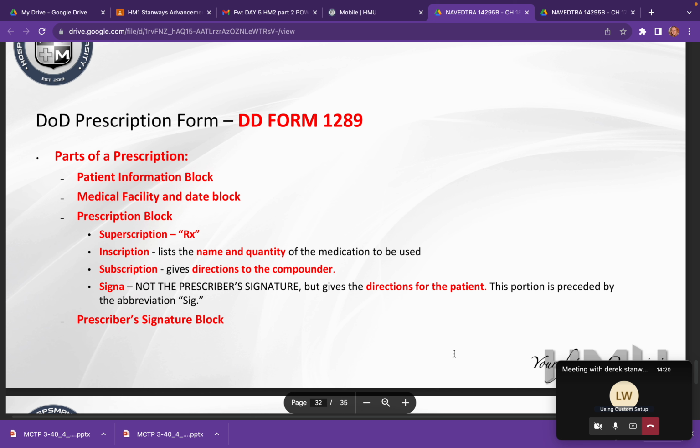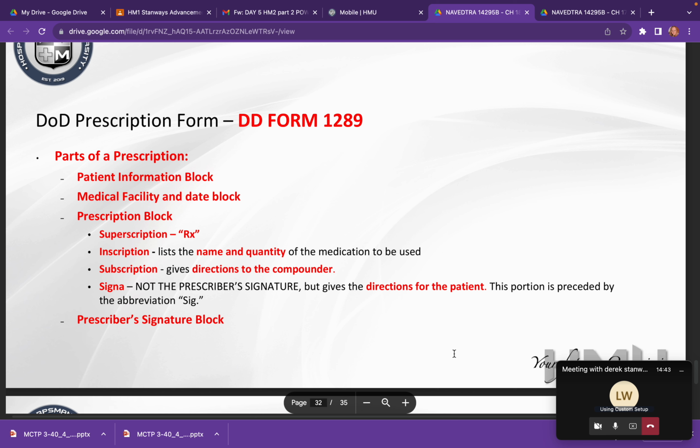The patient information has to be filled out. I can't fill anything without having your name on it. It's not going to happen. The date and the medical treatment facility have to be there as well, because certain prescriptions are only good for a certain amount of time. You need to be very careful when it comes to that. If it's more than 6 months, there are some controls that I cannot fill, and you're probably going to go without your controls, so be very careful with that.